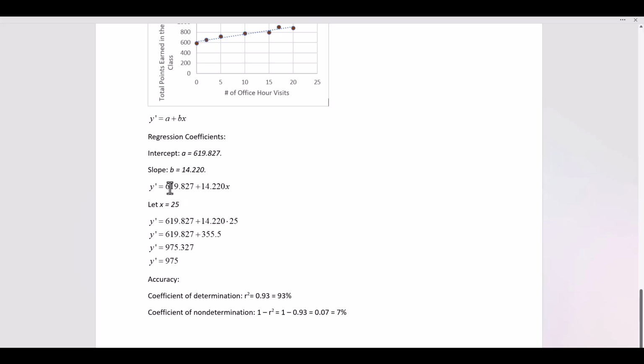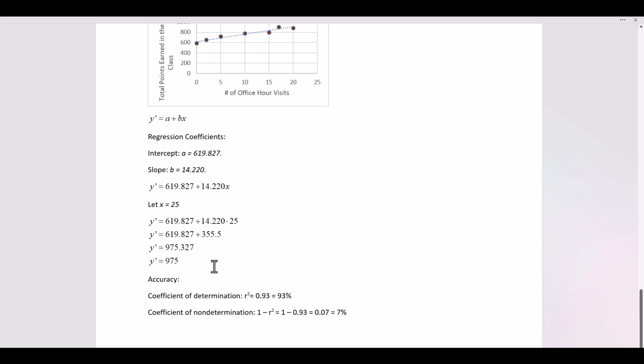Well, we go back to this equation, we replace the x with 25, perform the computations, and I went ahead and rounded it to a whole number. It turns out that based off our historical data, we would expect around a total number of points of 975 out of 1,000.